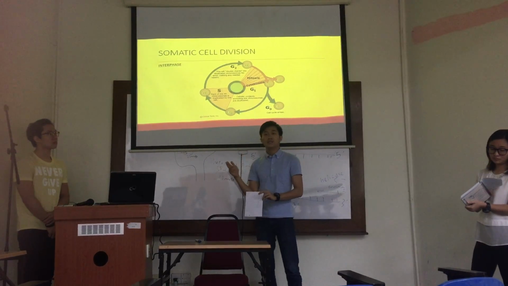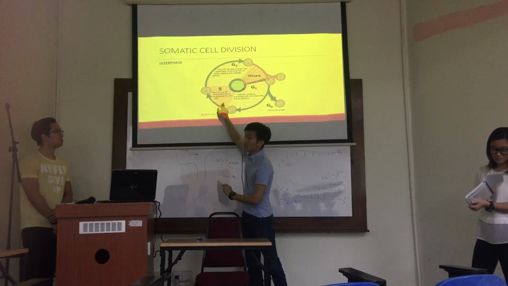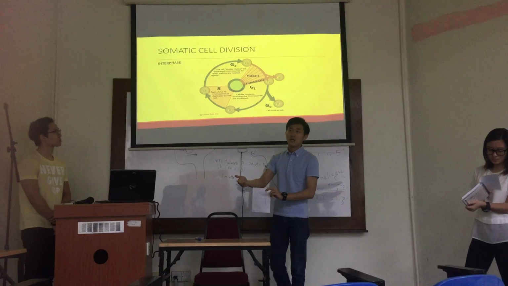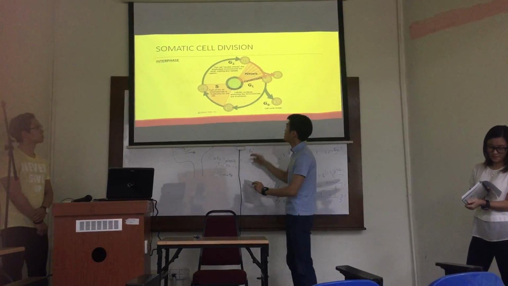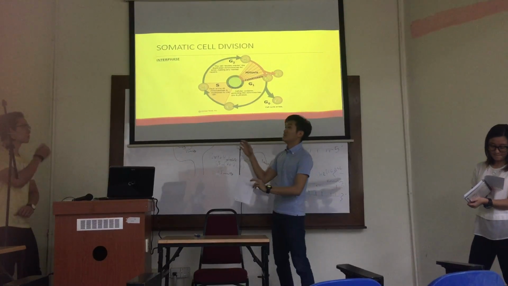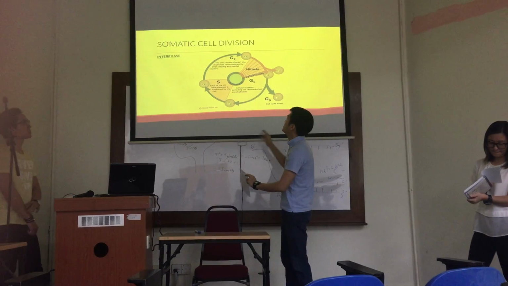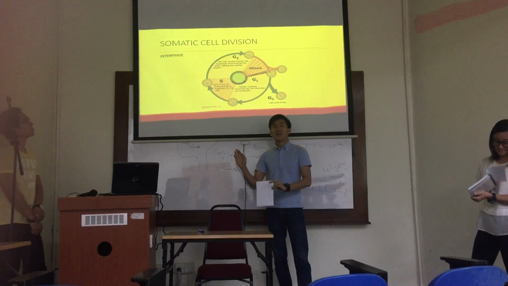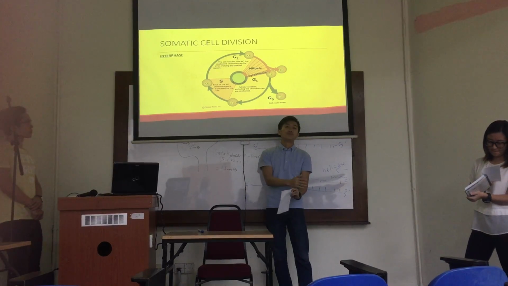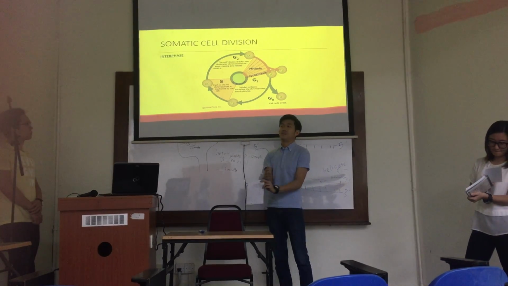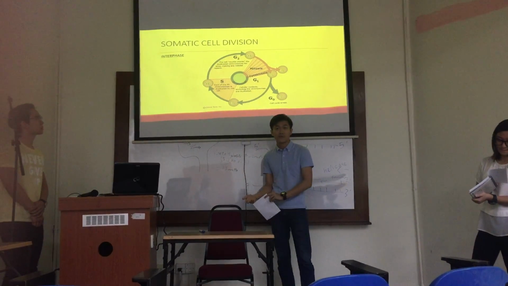The most important checkpoint in this phase is that the newly replicated DNA will be double checked for errors. If let's say there are errors, the cell cycle will arrest, and the errors will be repaired and removed. If the errors are too severe, the cell will initiate apoptosis, which is the cell self-destruction mechanism, often known as programmed cell death.